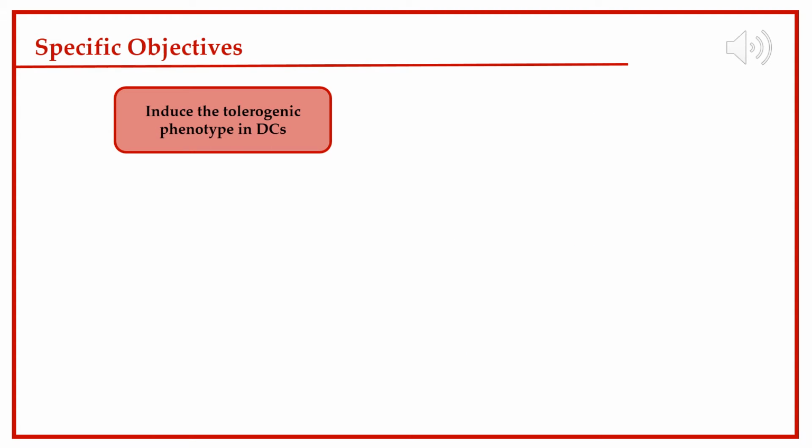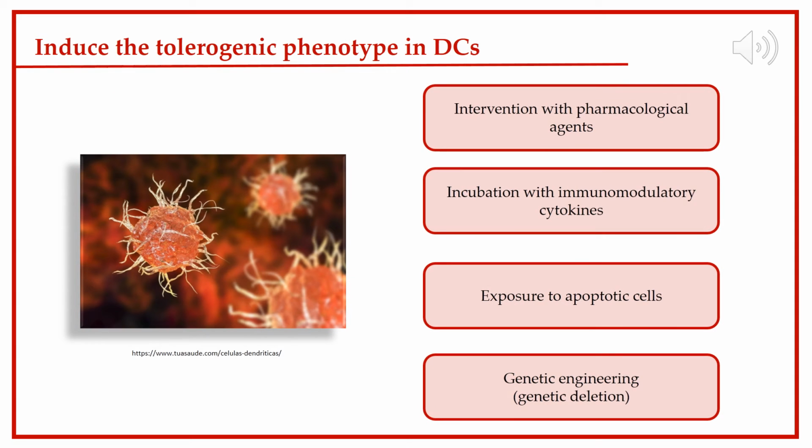We are going to talk briefly about inducing tolerogenicity. Several strategies for generation of TOL-DC have been explored, including intervention with pharmacological agents, incubation with immunomodulatory cytokines, exposure to apoptotic cells, and genetic engineering through genetic deletion.